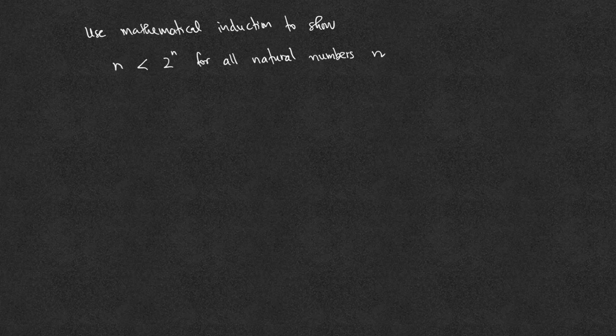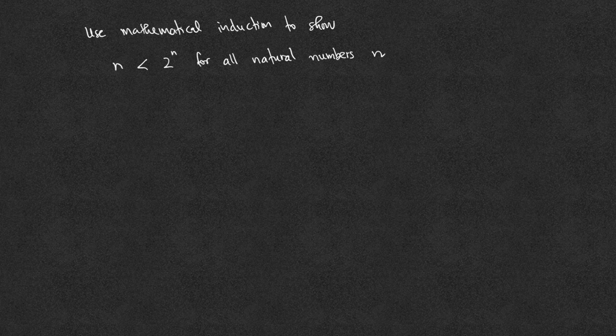Use mathematical induction to show that n is less than 2 to the n for all natural numbers n. We should have an intuition about this already. Intuitively, we know that x is less than 2 to the x because y equals x is a linear function and y equals 2 to the x is an exponential function. Exponential functions always trump linear functions. But we will use mathematical induction to show this.